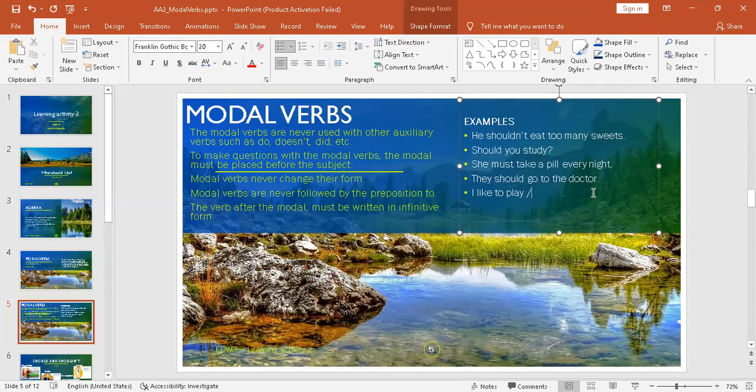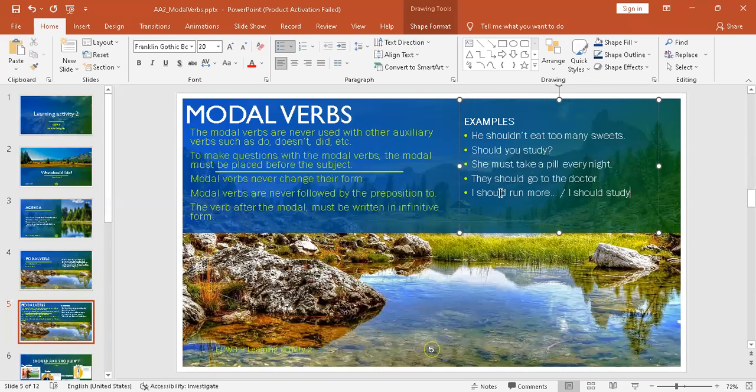En el caso de los verbos modales, yo no pongo esta partícula to, sino que voy directamente y digo, I should run more. ¿Cierto? Debo correr más. If I want to win that race, I should run more. I should study more. I should study.